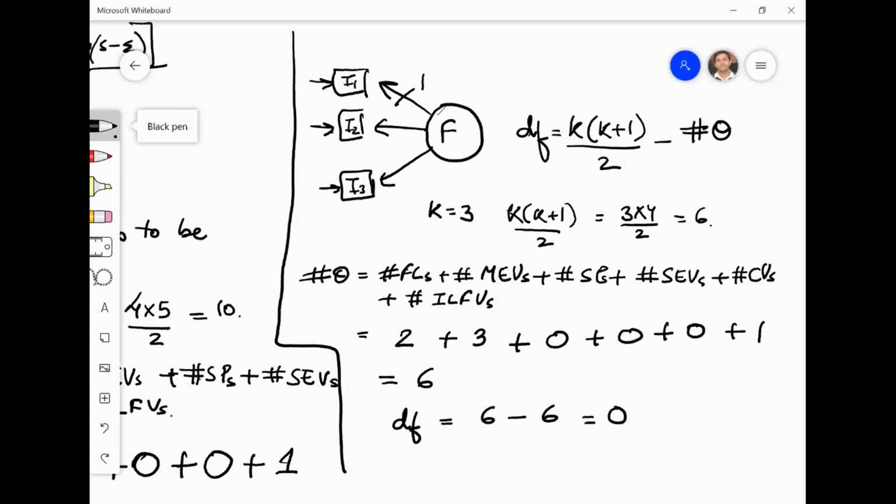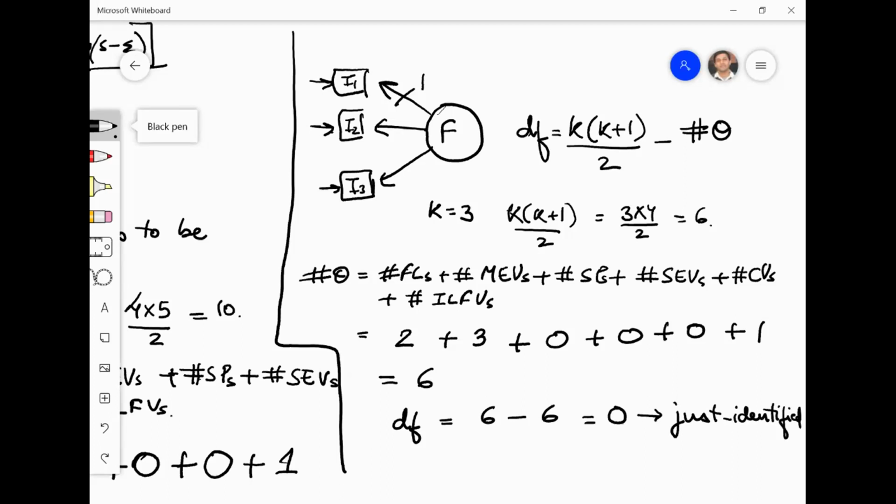Okay. So k is equal to 3. So k(k+1)/2 is equal to 6. Hash theta, we know it's all of this. So there are 2 factor loadings. There are 3 measurement errors. Then there are no structural paths, no structural errors, no covariances, and there is one independent latent factor. So theta is 6, and therefore degree of freedom is 0. This is called a just identified model.